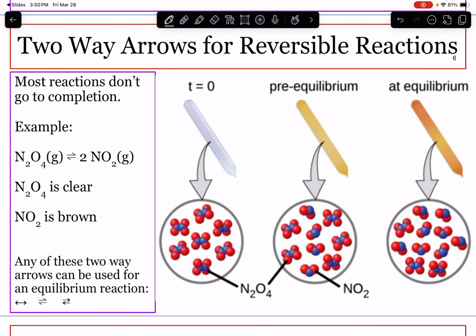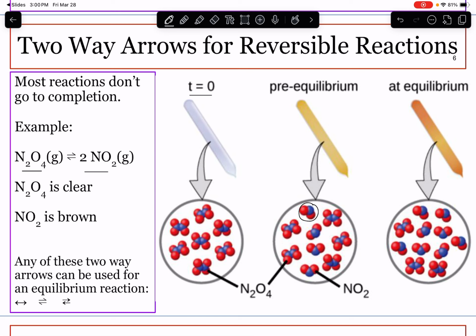Most reactions don't go to completion, and here is an example. We have the molecule N2O4, and it spontaneously turns into 2 molecules of NO2. This substance, the N2O4, is teal. So at time 0, if you had a closed test tube full of N2O4, it would look clear. Once the molecule starts decomposing into NO2, as you can see some of the NO2 molecules here, the test tube will start turning a light brown color.